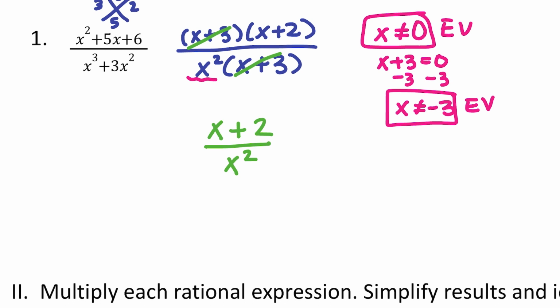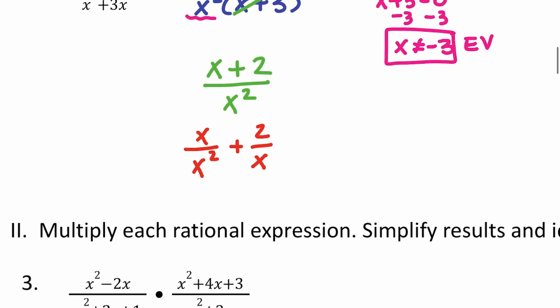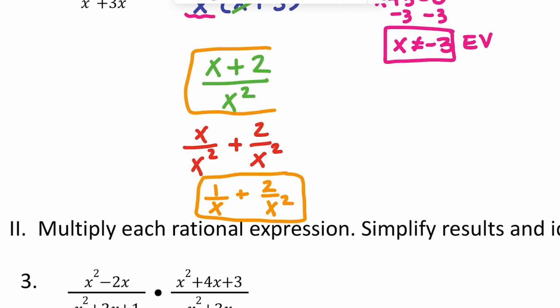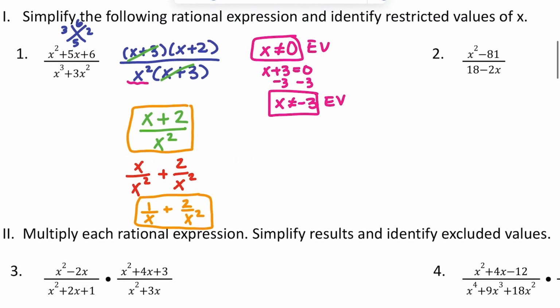I can actually now choose to split this fraction into 2 and make it x over x squared plus 2 over x squared. And the reason I might choose to do this is because I notice that x over x squared will reduce to 1 over x. Oops, I forgot the squared here. So we get 1 over x plus 2 over x squared. This is a good simplified answer. Hey, this one's also a fine simplified answer too, but be aware that you could see either of those represent the correct answer for this question.